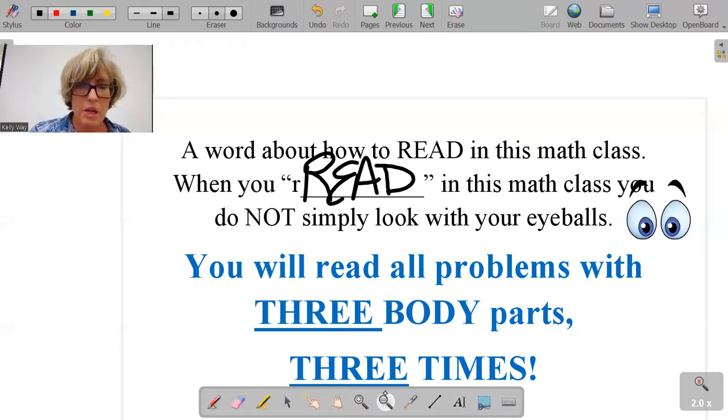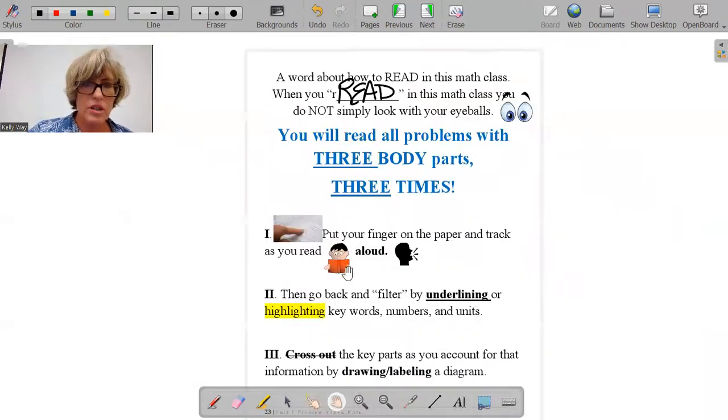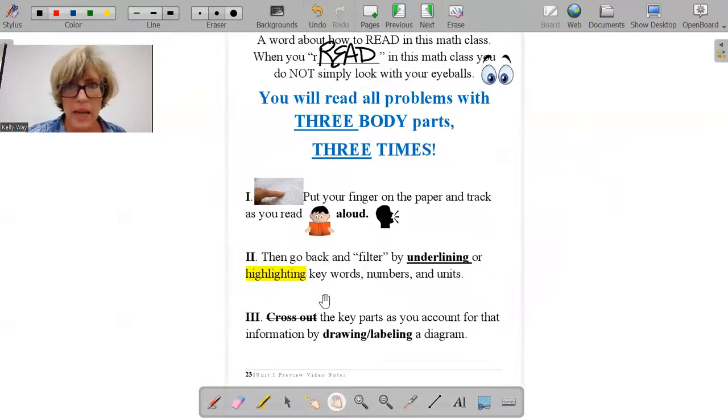Let me show you what I mean by this. This is literally the one skill I want you to get out of my class, consistently. I will be ecstatic. So skill number 1, the first time you read with your finger on the paper. That's 1 body part. Eyes looking, that's your second body part. Lips moving and making sound, that's the third. On a test, your lips will still move, you just won't make sound. That's pass number 1.